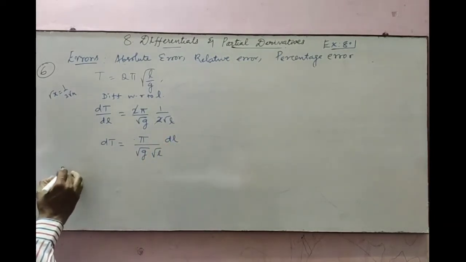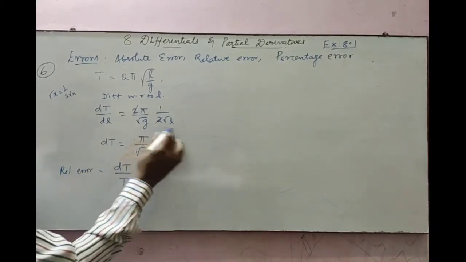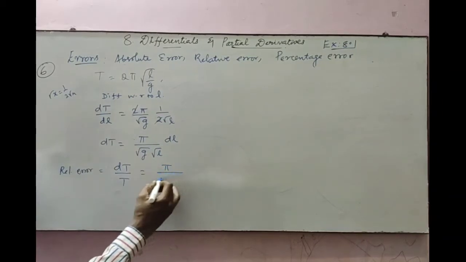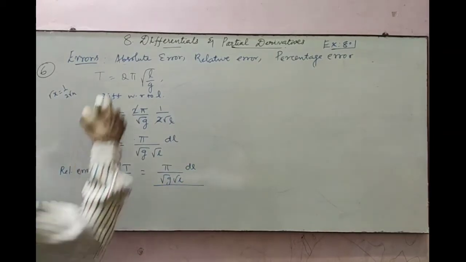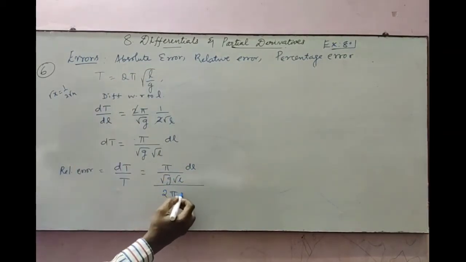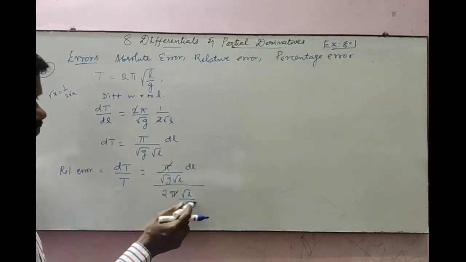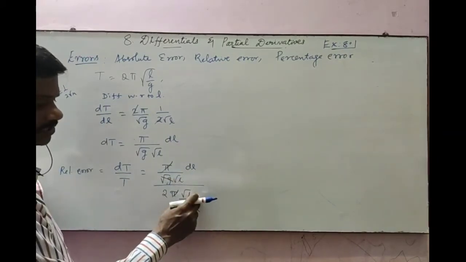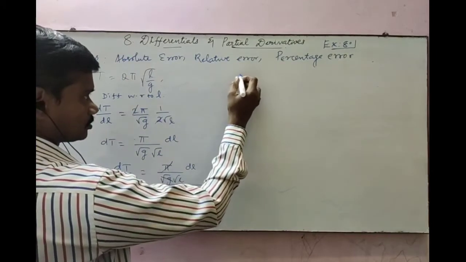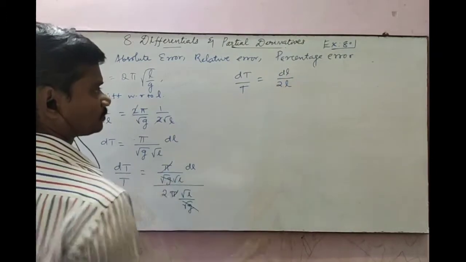For the relative error, the formula is relative error is equal to dt by t. Here this is the dt, pi by root g into root L into dL, divided by t. t is from the question, which is 2 pi into root L by root g. Here pi gets cancelled, root g gets cancelled. Root L into root L gives L. So dt by t is equal to dL by 2 into L.